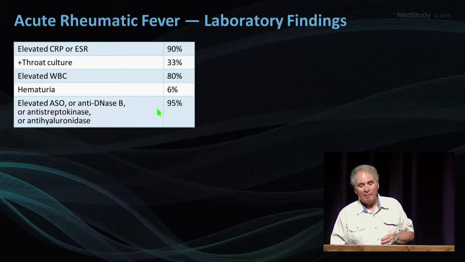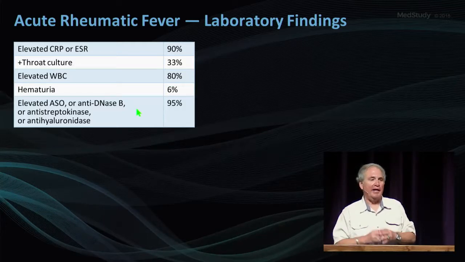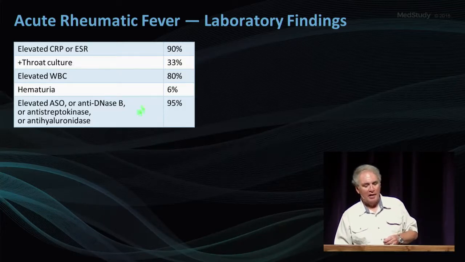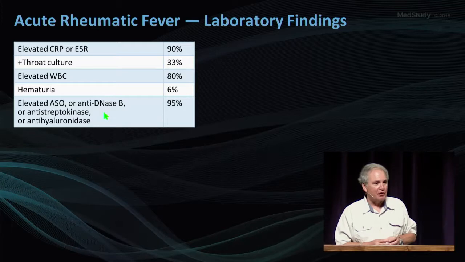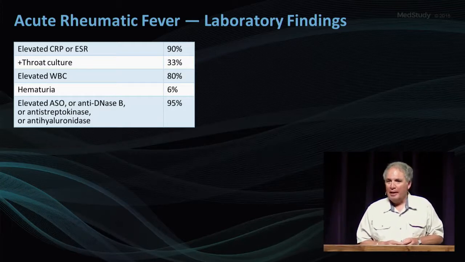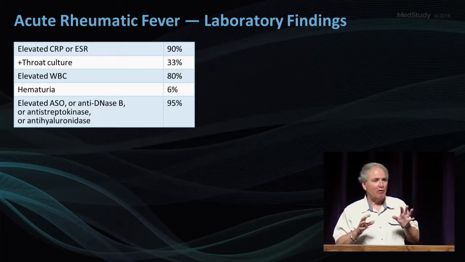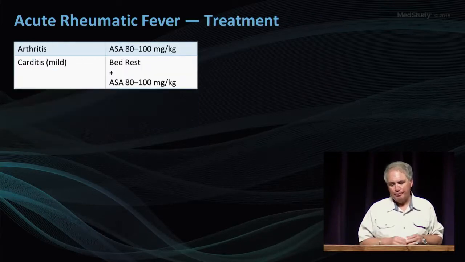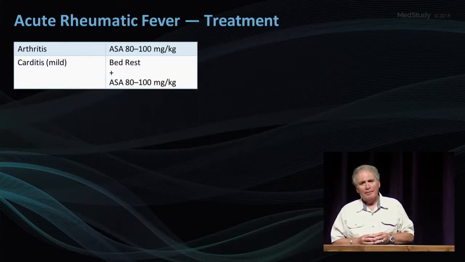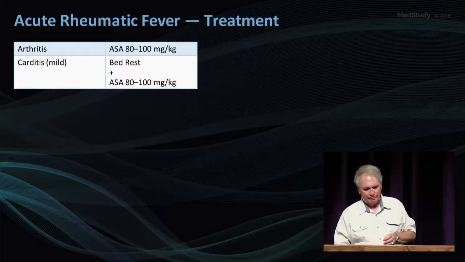And the way we document the occurrence of a previous strep infection is by looking for anti-streptococcal antibodies, elevated ASLO titers, anti-DNase Bs, and other antibodies directed against the strep. And this is found in 95% of cases of rheumatic fever. What about treatment of rheumatic fever?